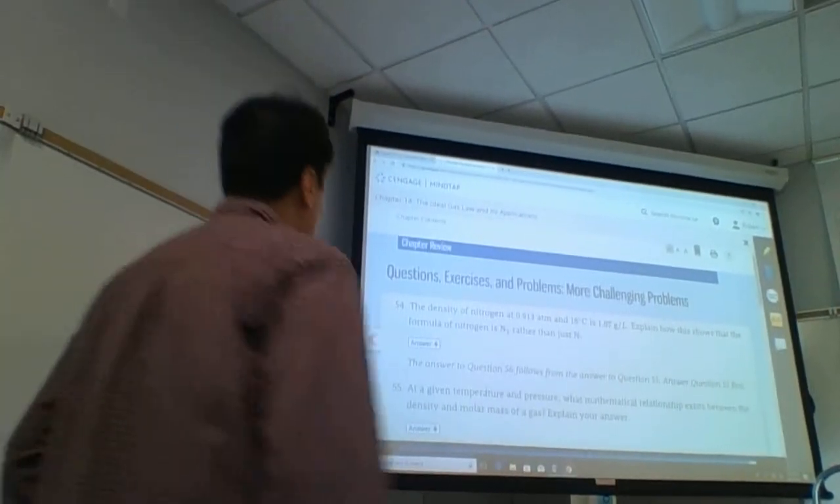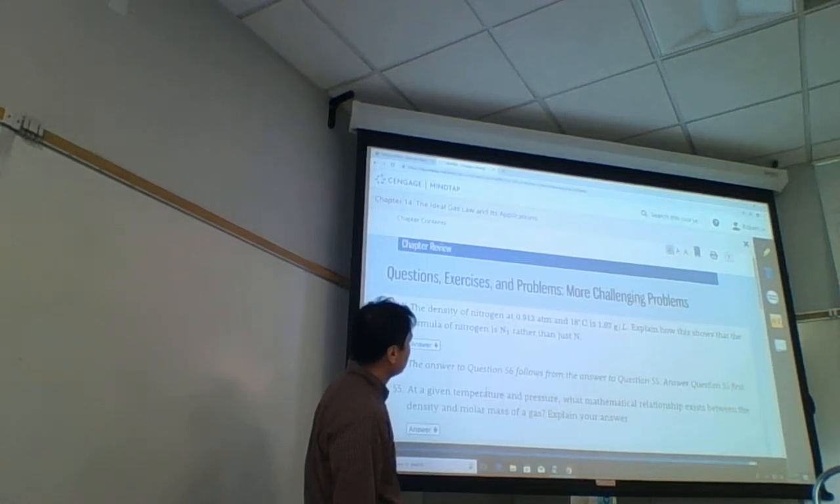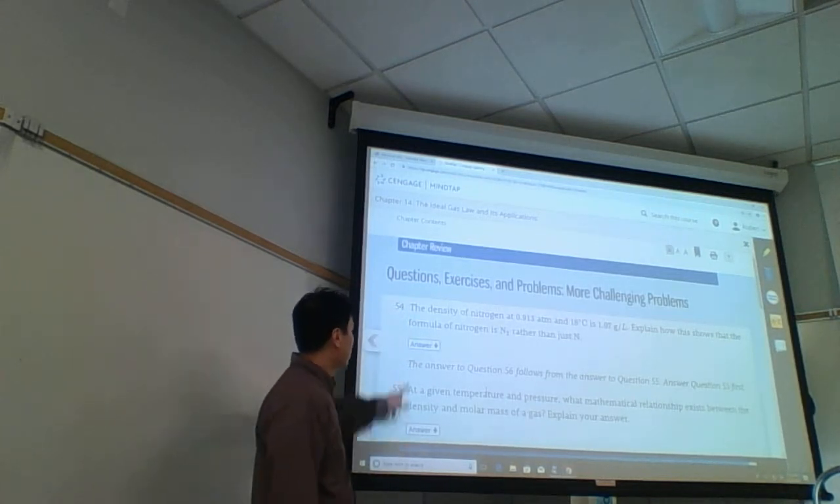All right, and this one, 54: the density of nitrogen at 0.913 atmospheres and 18 degrees C is 1.07 grams per liter. Explain how this shows that the formula of nitrogen is N2 rather than just N.